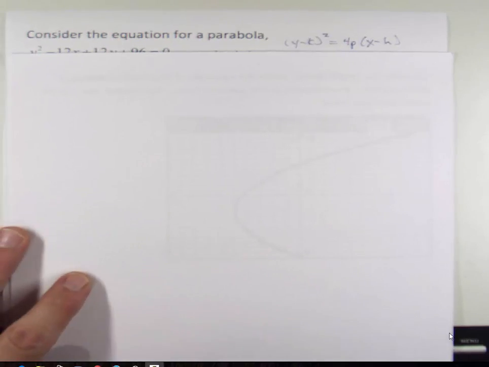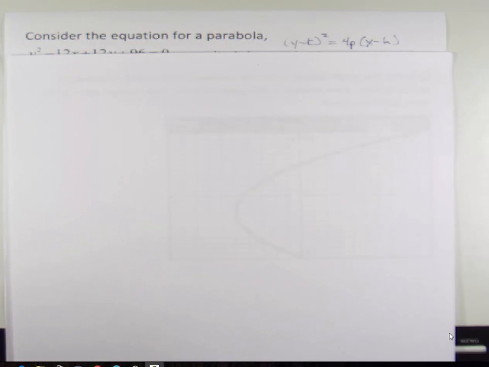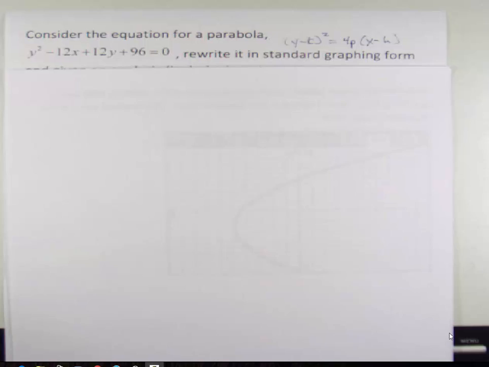Good morning. I wanted to go over some of the types of problems that I noticed on the last quiz. Everybody had a problem on the quiz that says, hey, look at this parabola, rewrite it in standard graphing form and give an analysis. And there were several mistakes that were made, and I want to go through them all. So initially, here's a problem I made that's similar to a quiz problem.